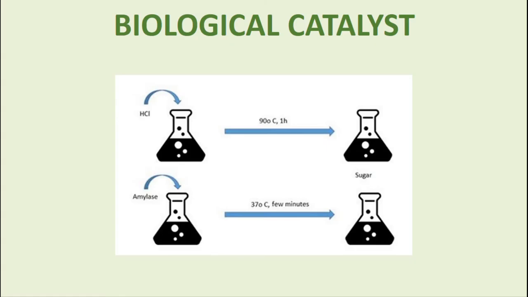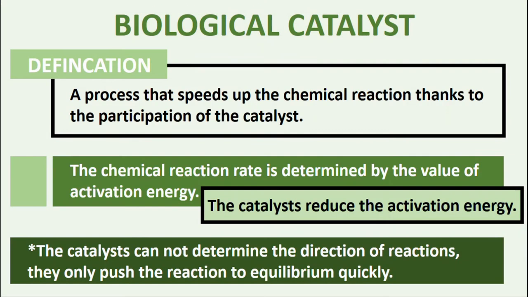So, what is a biological catalyst? Let's see the example. From the above example, we can simply define the biological catalyst. This is a process that speeds up the chemical reaction thanks to the participation of catalysts. The chemical reaction rate is determined by the value of activation energy. The greater the activation energy, the lower the reaction rate.